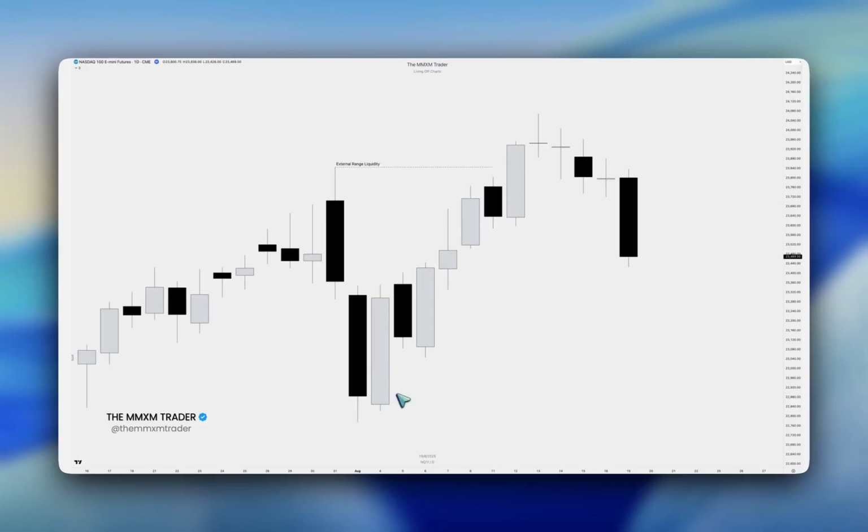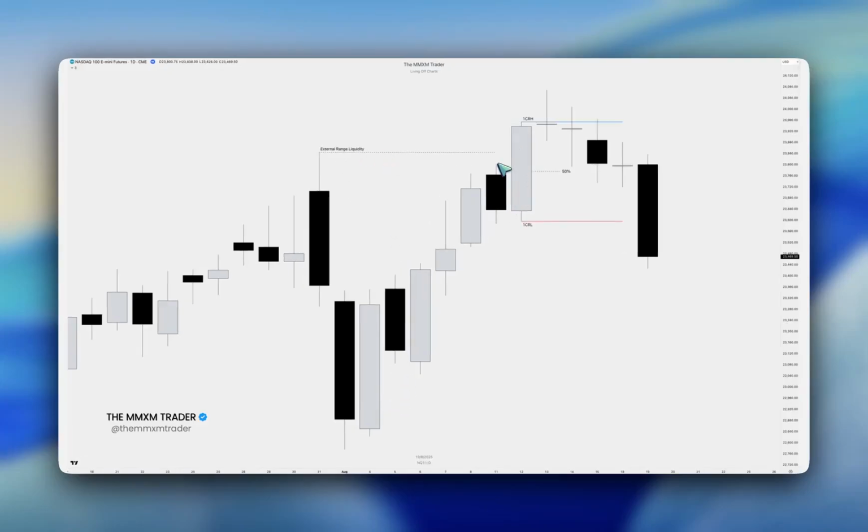Looking at an example here, we have external range liquidity taken. Then we have this one candle as the range. So we have this one candle's range high taken. Where is the market going to seek? 50% at minimum, and then the one candle range low.